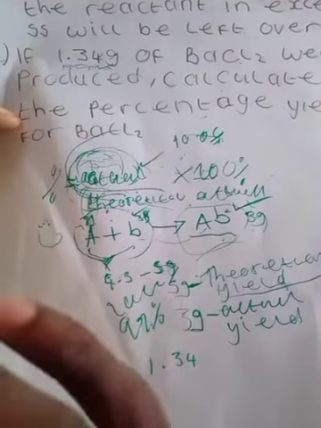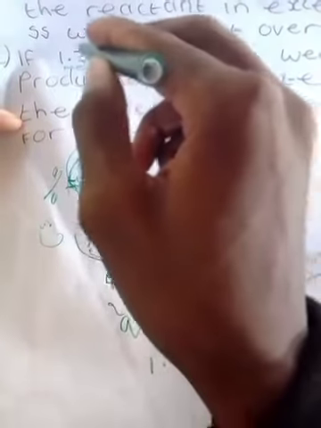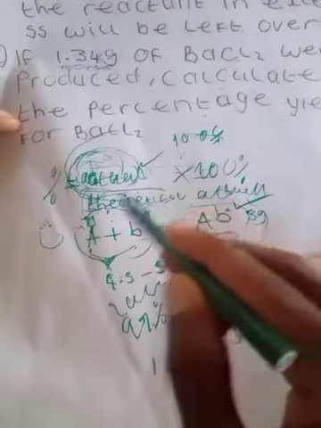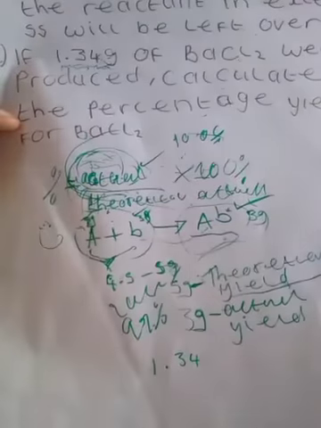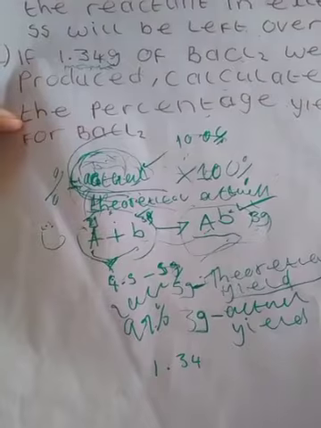Okay, no matter how they phrase the question, just know that the one that they put in the question is the actual one. And then now they are saying calculate the percentage yield. So they won't tell you to find the theoretical yield. To find the percentage yield, you always have to find the theoretical yield. And how do you find the theoretical yield?